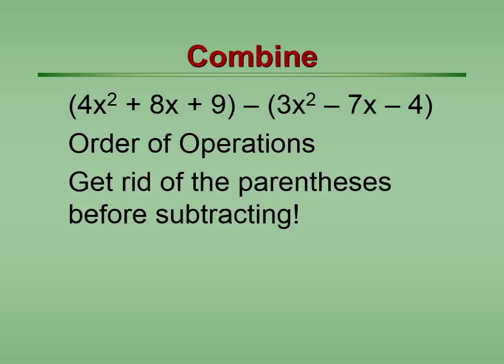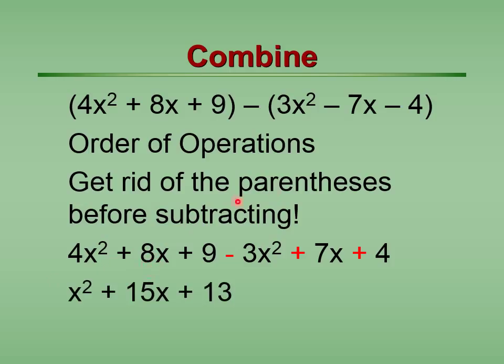So negative times 3x squared will become negative 3x squared. Negative times negative 7x is going to become plus 7x. Negative times negative 4 is going to become plus 4. So when we get rid of our parentheses, the first set of parentheses just drop, right? Because there was just a plus 1, so everything stayed the same. However, this was a minus 1 right here that we distributed. So we get the minus 3x squared and the plus 7x and the plus 4.